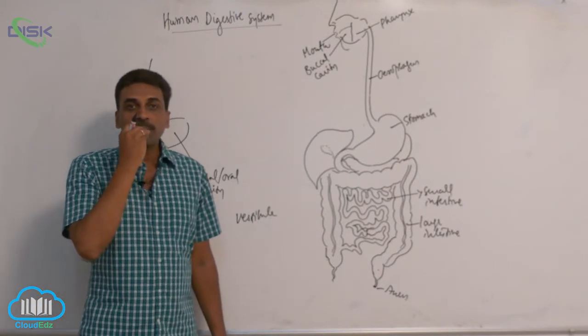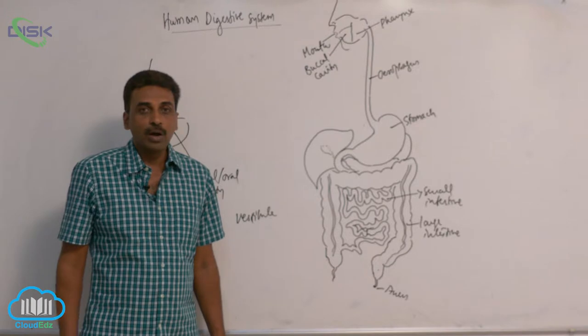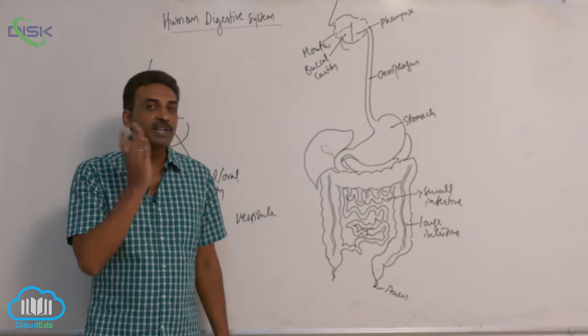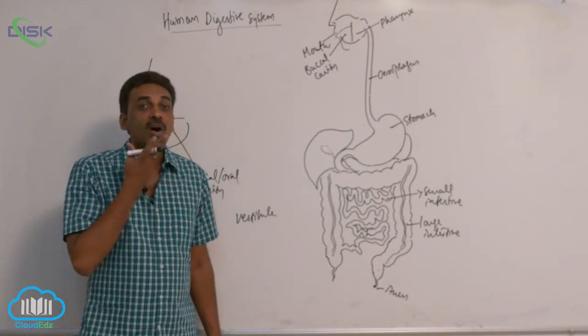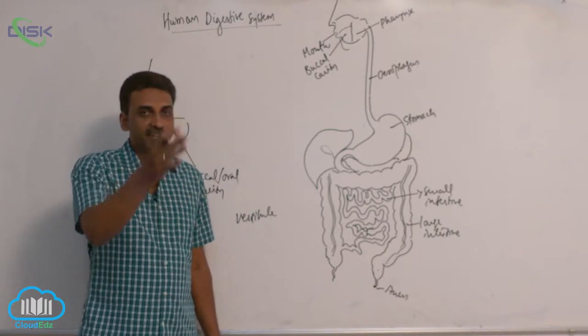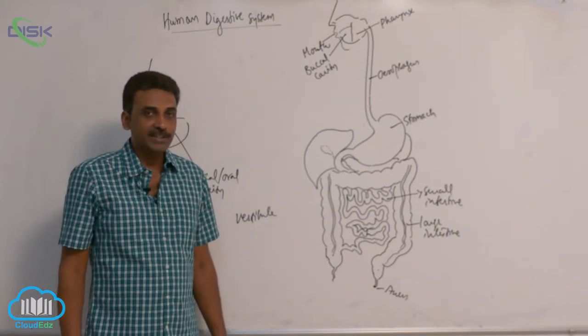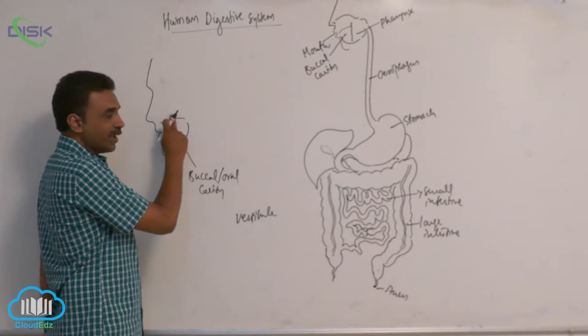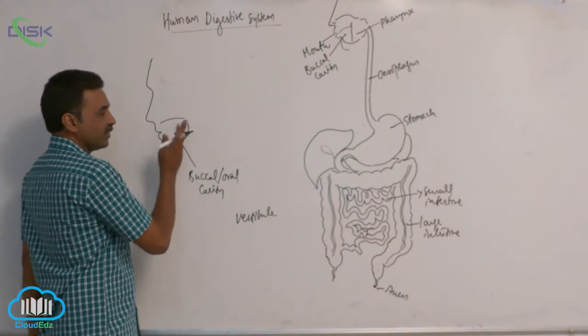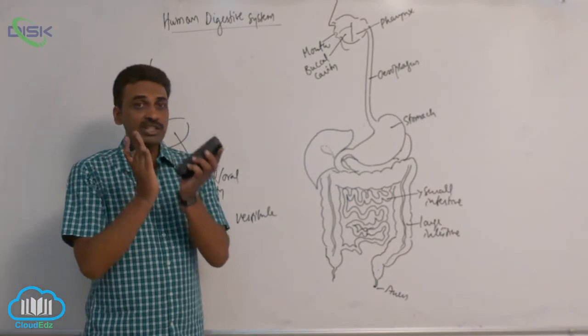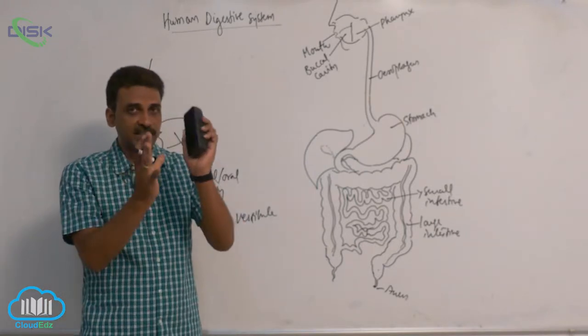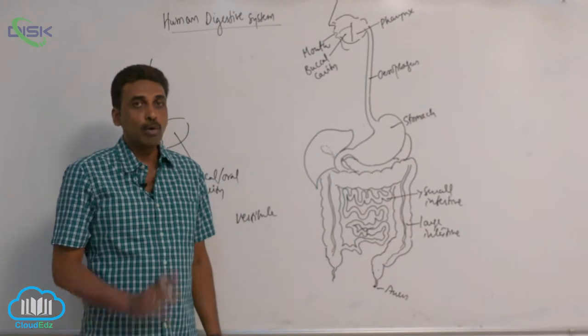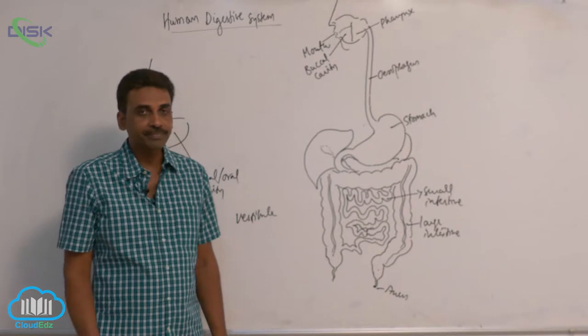Now the buccal cavity is bordered on one side by lips, the other side by cheeks. Then on the superior side, it is bordered by the palate. So you can see the palate there, the lips this side, and on this side the cheeks. So that's the vague border of the buccal cavity.